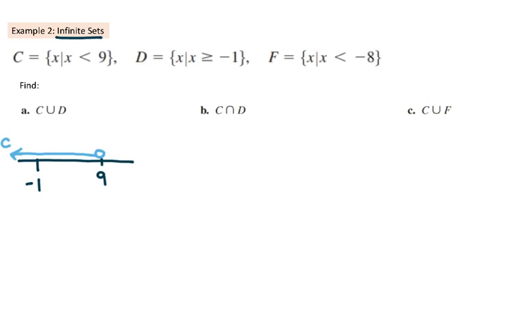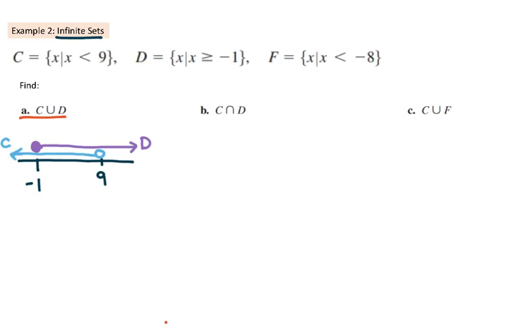So in this case, we could color it in at 1, and greater means bigger. So that is set D. So now we have our picture, and we could answer two questions. We could answer that question, C union D.